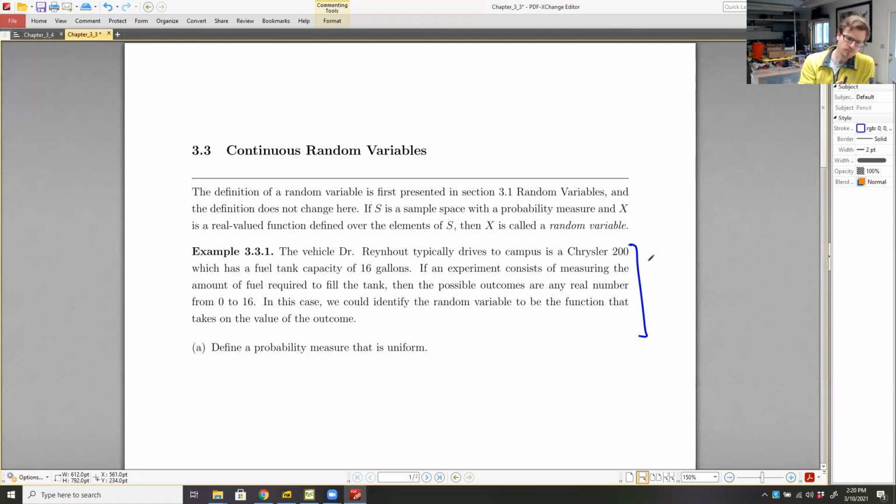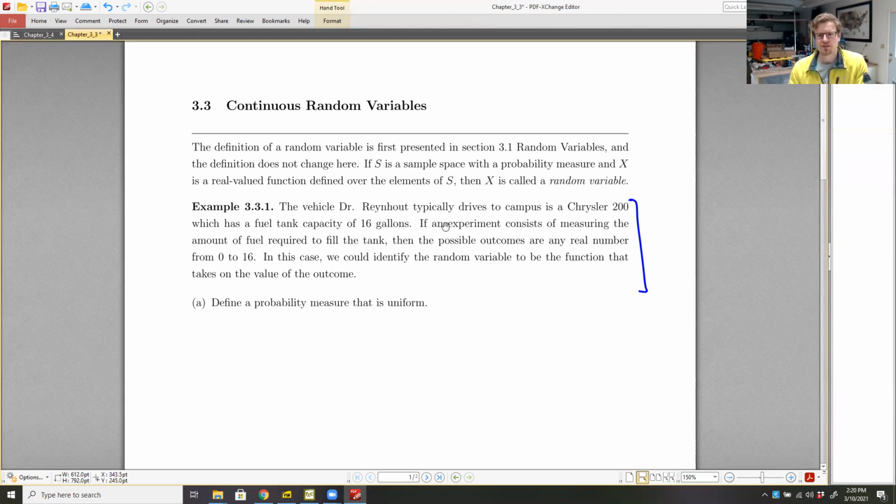So excellent. If we take that idea, we can say, let's let our random variable be the function that simply takes on the value of the amount of fuel that I put in. So my sample space, or my possible values, is 0 to 16, but that's also exactly what the random variable is. Those are the possible values of the random variable because it's just going to take on that particular value of the outcome. So there's little distinction between the sample space and the random variable itself.